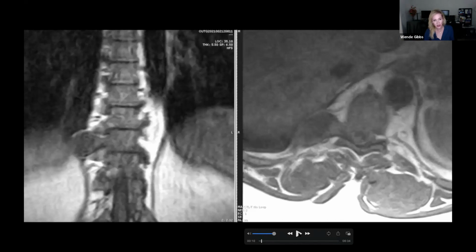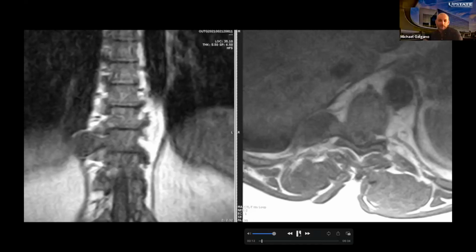What is this, T12? It's like conus level, a little bit above conus level. This is at the level of T10. So you should have a normal cord in there, and you do not. Yeah, exactly. So this is a T1 non-con, just for the sake of completeness.